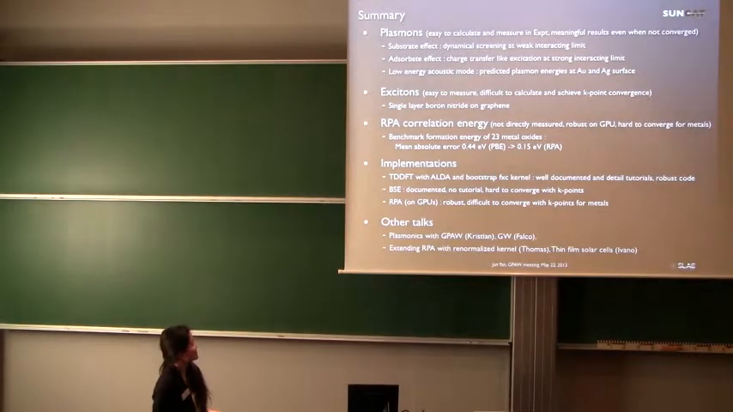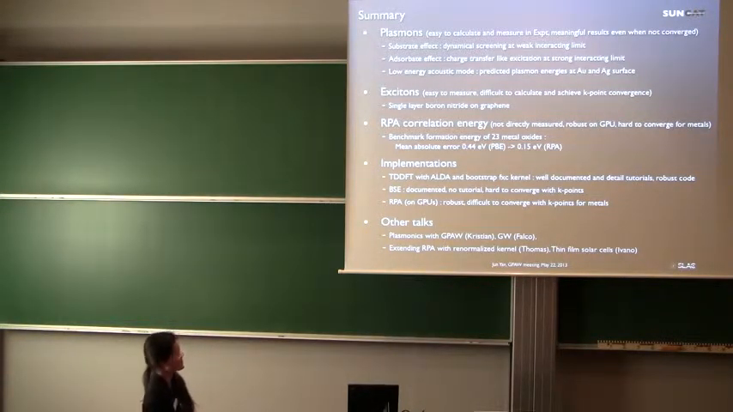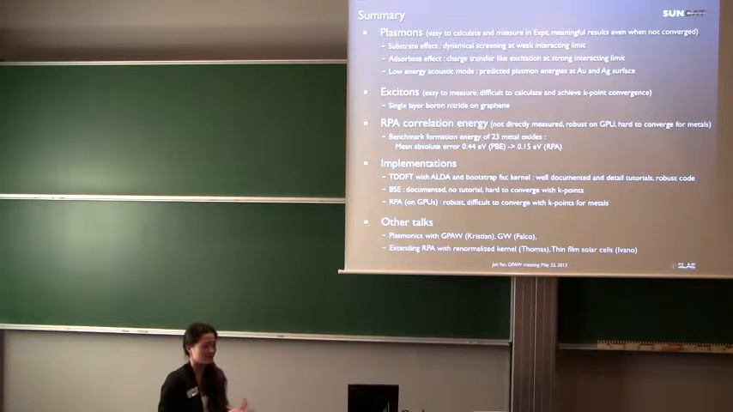So the summary is that this piece of code works with plasmons, and it's very easy to calculate plasmons in the GPAW code. Also plasmons are relatively easy to measure in experiment, so you can get a direct comparison with experiment. And excitons are also easy to calculate and to measure in ultraspectral experiment. And if you use BSE, the agreement is very good, but it's very hard to calculate and very hard to converge.